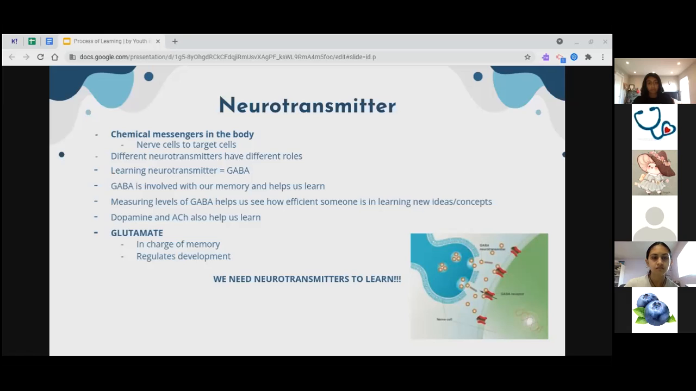For example, one learning neurotransmitter is GABA, and it's involved with our memory and helps us learn. People have found ways to measure levels of GABA in someone to see how efficient they are in learning. And I think you can even take the chemical to enhance your learning. There are also chemicals such as dopamine and ACh, but the main one that our bodies use is glutamate, and it's in charge of memory and it regulates development. So if you think about it, we pretty much need neurotransmitters to learn.